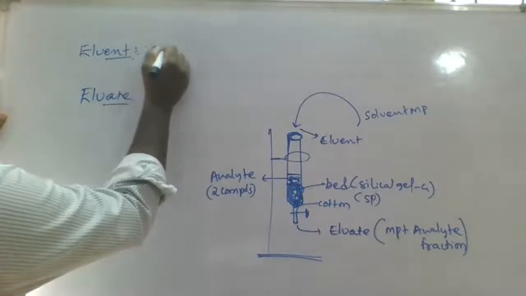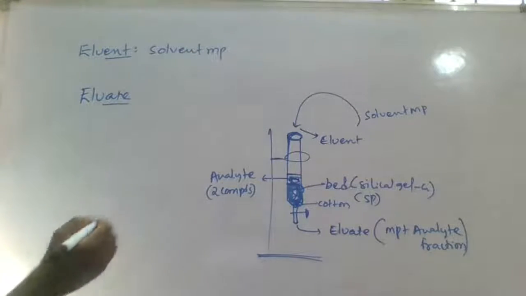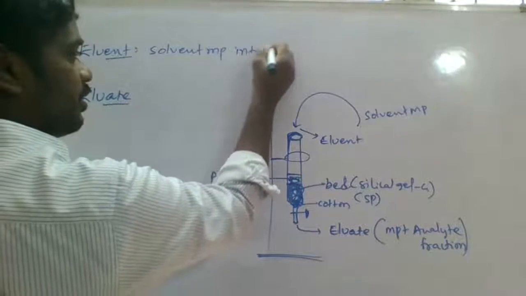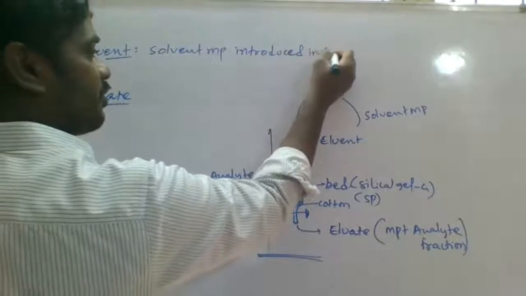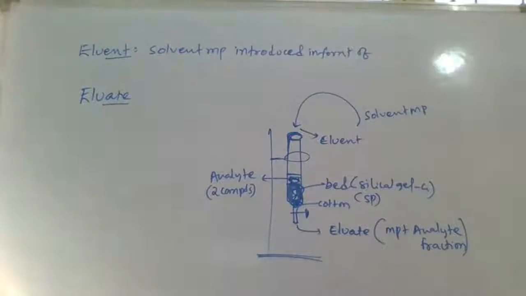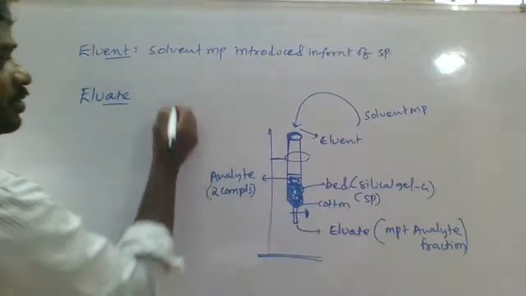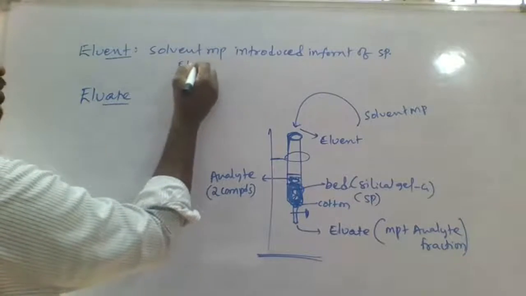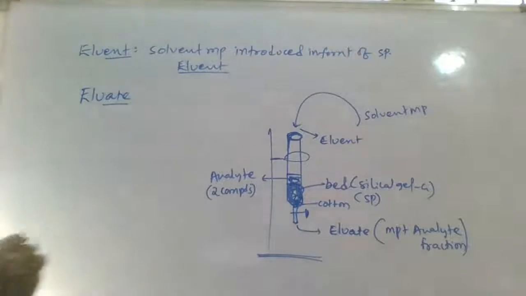So the solvent, the mobile phase, is introduced in front of the stationary phase. Therefore this is called the eluent. Next one, eluate.